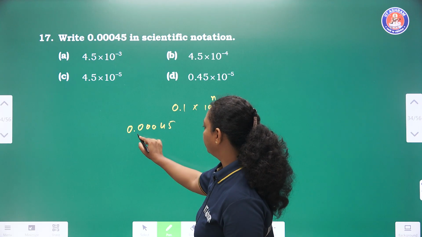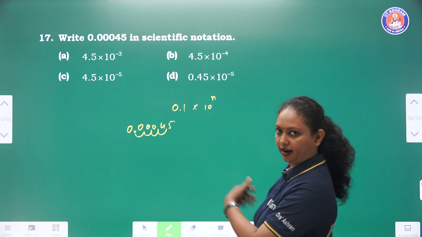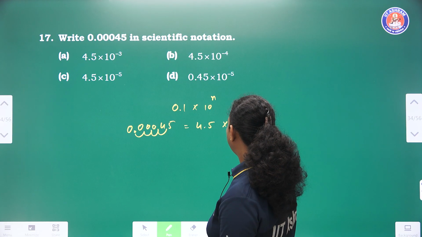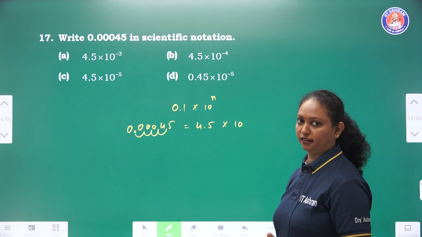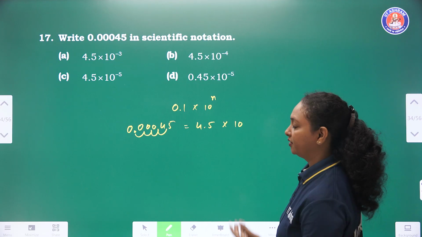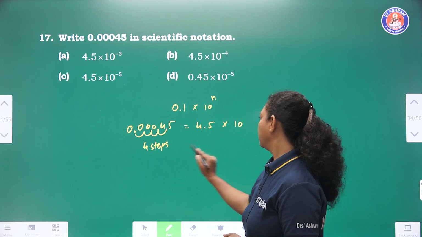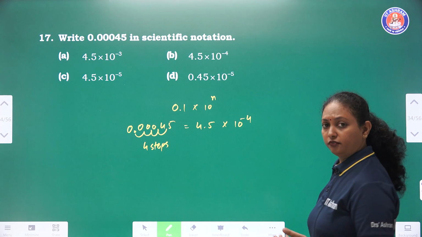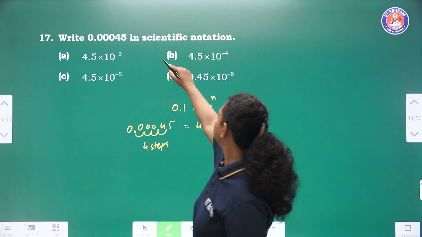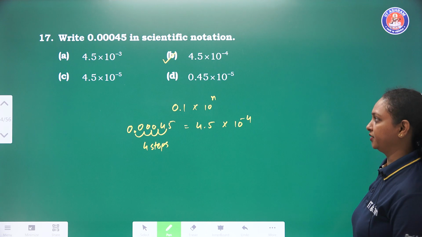Here it is given 0.0004 and 5. So we shift this decimal point 1, 2, 3 and 4 decimal places to the right side. Then it becomes what? 4.5. Now what is the power of 10? As we are moving to the right side, the power will be negative. But how many steps have we shifted? 4 steps. So the answer is 4.5 into 10 to the power minus 4. So which option is correct? B. That is the scientific notation of the given number.